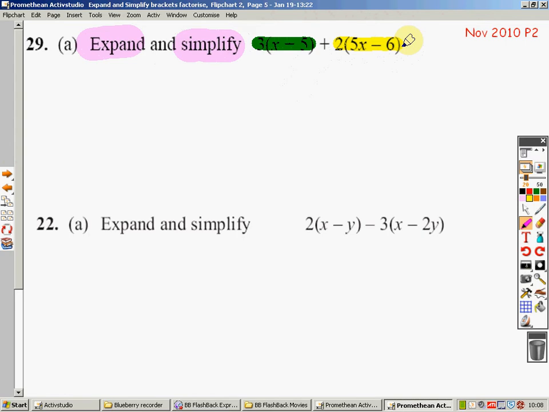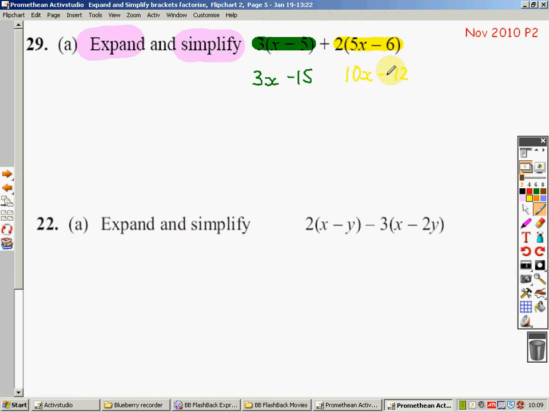I haven't touched this sign here yet, so I'm now going to multiply those 2 out. I'm going to do it in green and yellow. In the exam you can do it in black pen or pencil and then highlight it yourself. 3 times x is 3x. 3 times a minus 5 is minus 15. And then for the yellow, 2 times 5x, well 2 times 5 is 10. 2 times 6 is 12, but it's a minus.